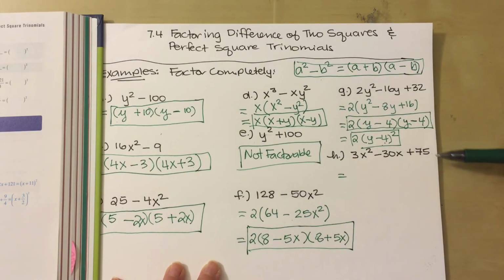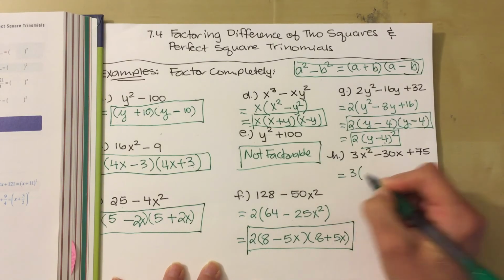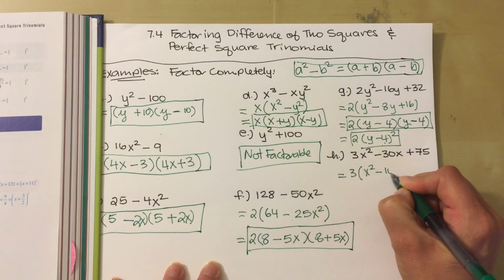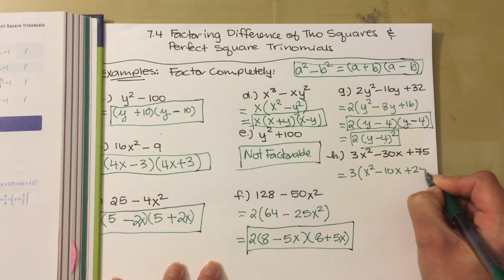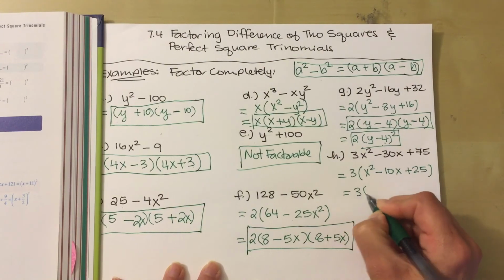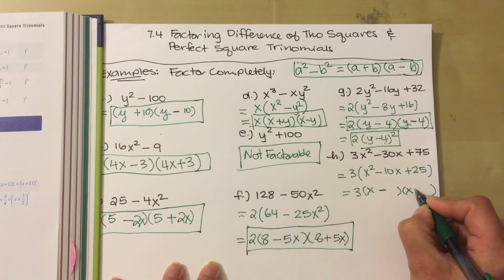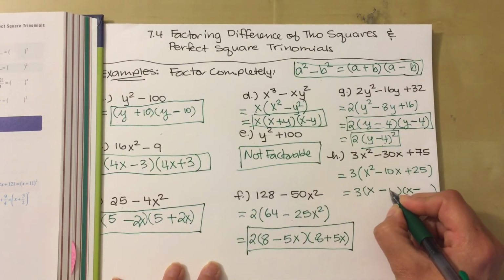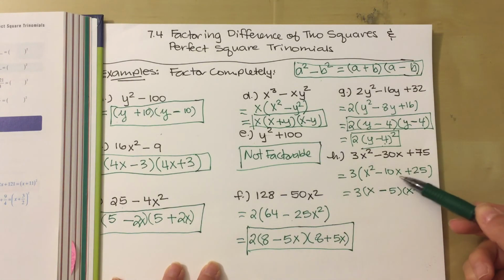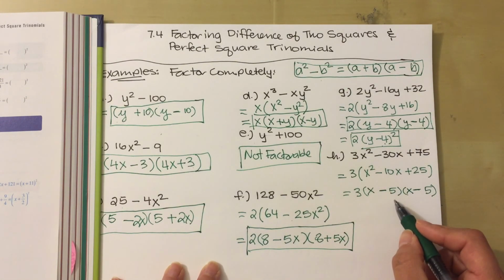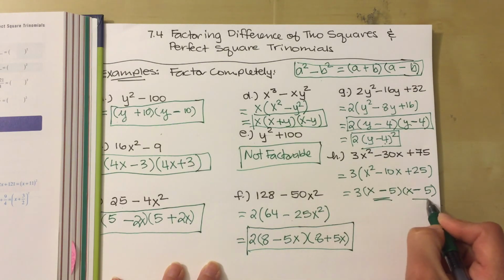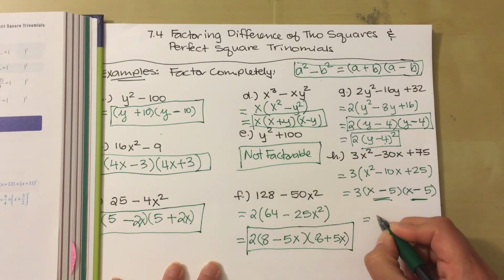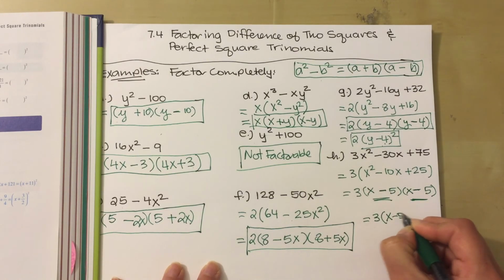Let's look at H. The trinomial is in order. There is a GCF of 3 that needs to be factored first. Factor the trinomial. X times x, minus, minus, and 25 would be 5 and 5 because I have to get 10. This is a perfect square trinomial as well because these two factors are exactly the same, and we can write our answer as 3 times x minus 5 squared.